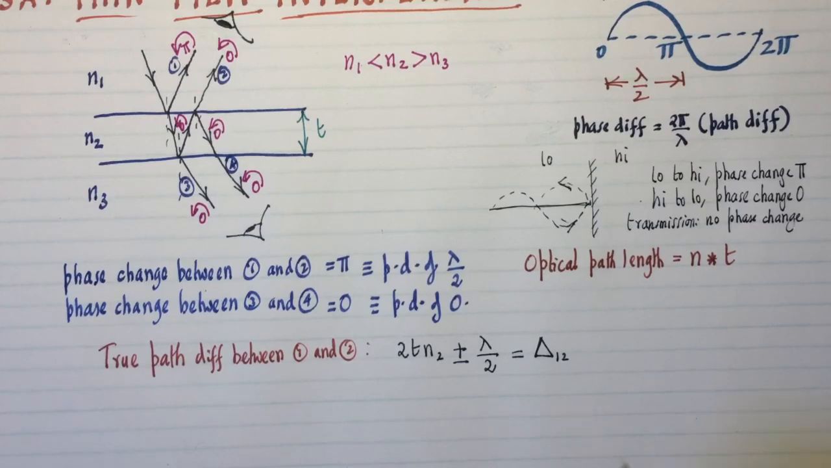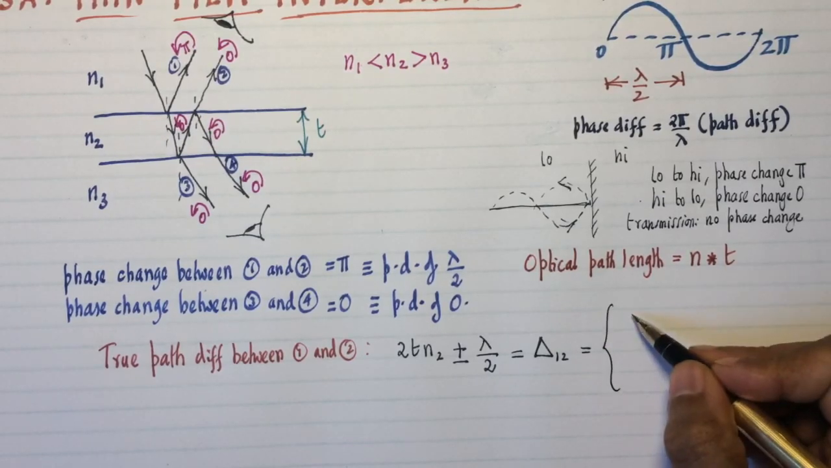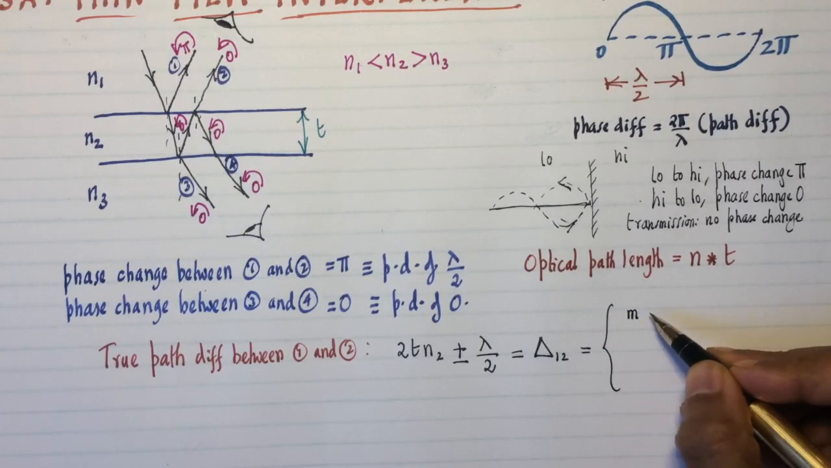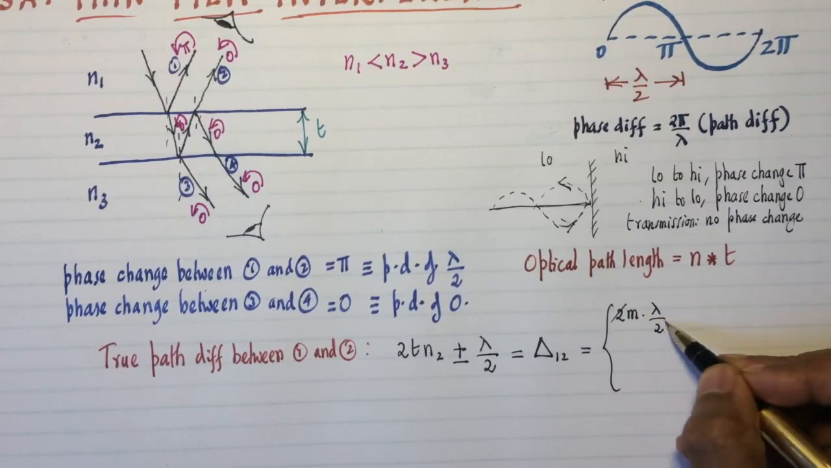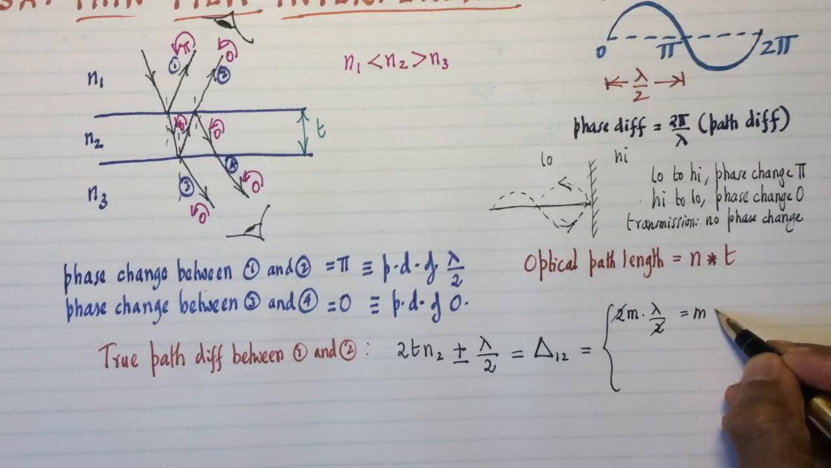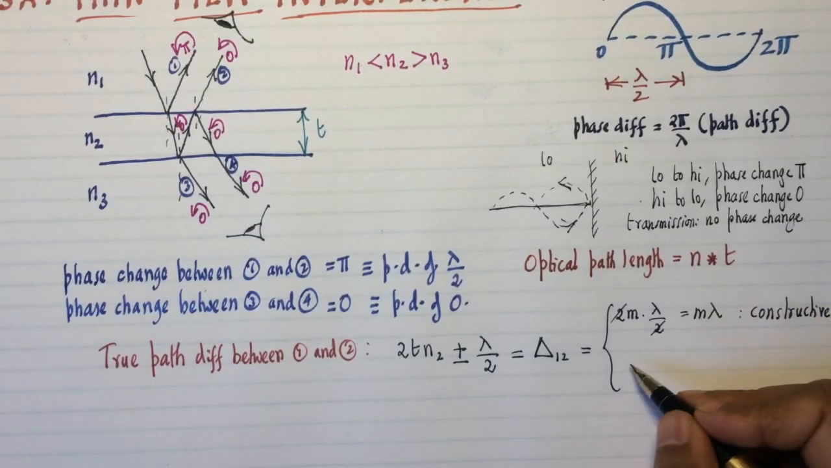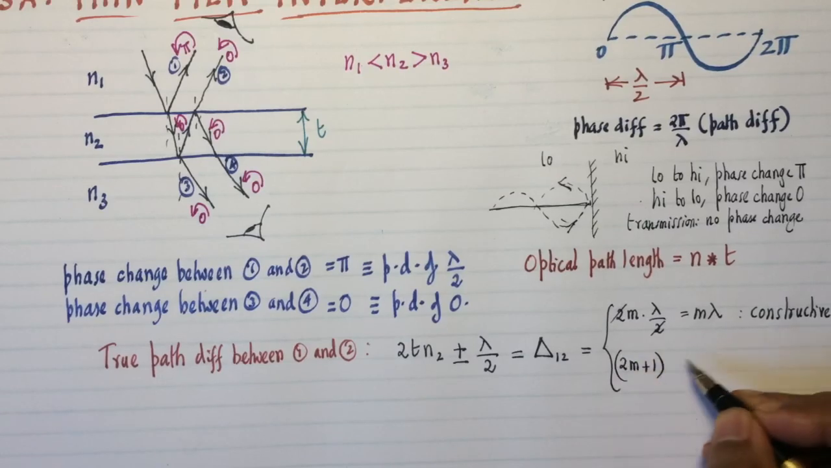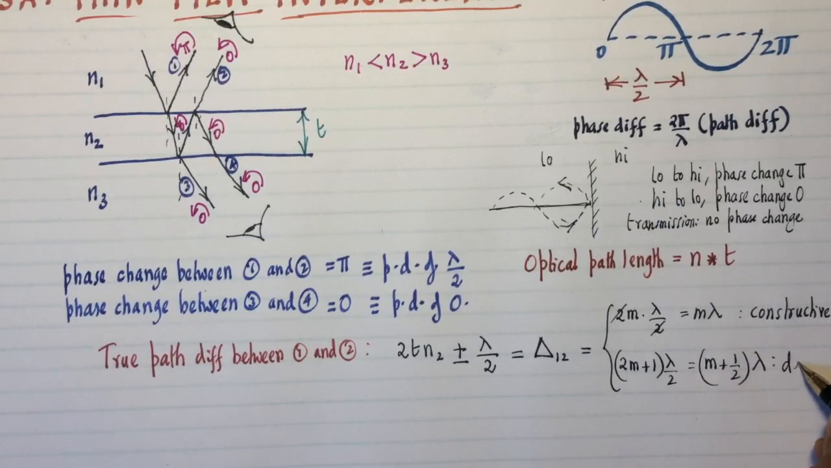If that is equal to an even multiple of lambda by 2, so it's 2m times lambda by 2, which means it's m lambda, then you get constructive interference. If it's an odd multiple of lambda by 2, which means 2m plus 1 times lambda by 2, which is m plus a half lambda, then you get destructive interference.